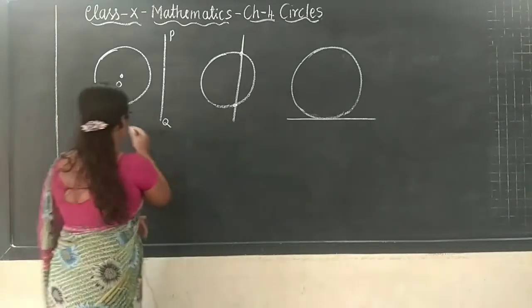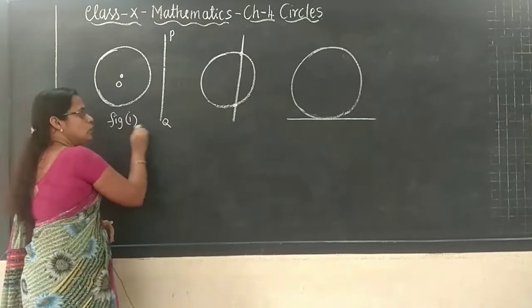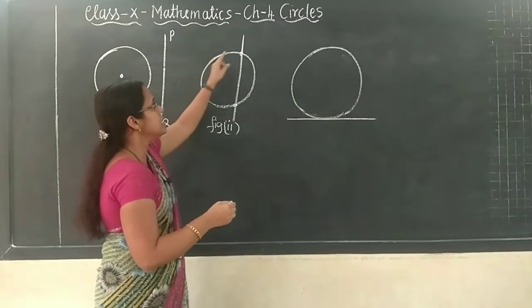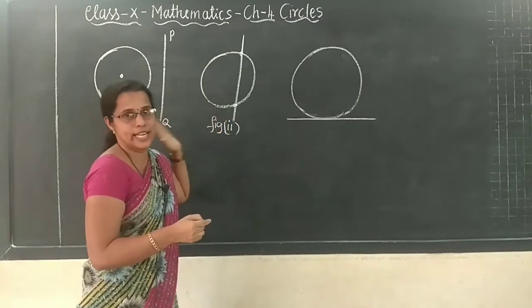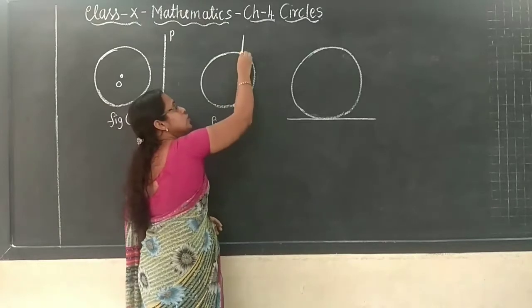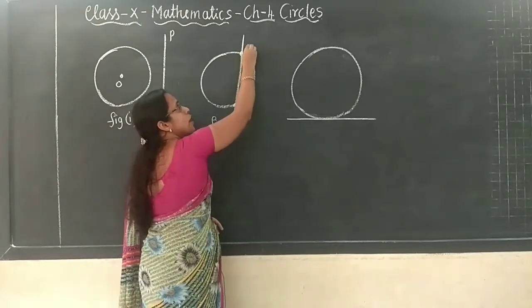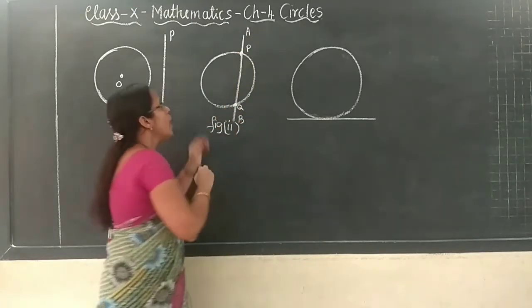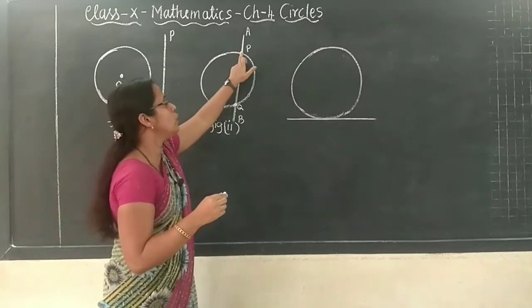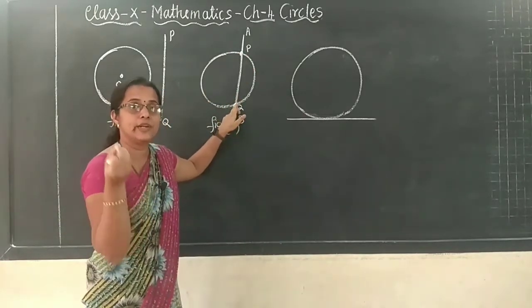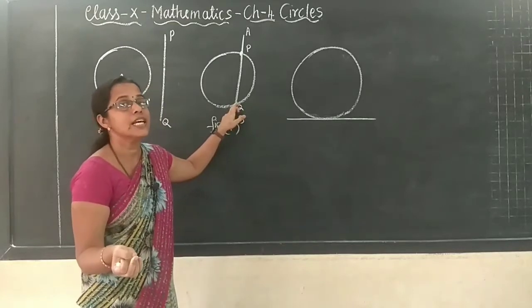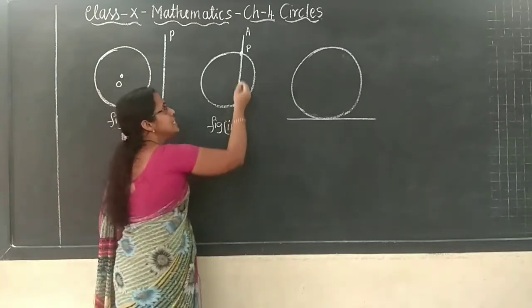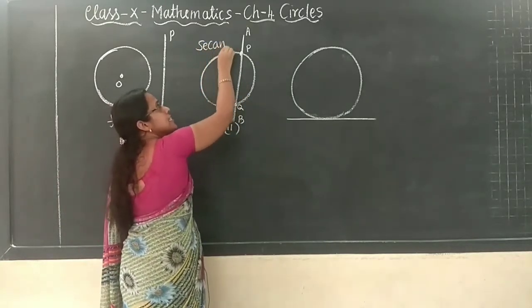So the second case: this is figure number 1, then figure number 2. See, in figure number 2, this line intersects the circle at 2 points, at the points P and Q. This is AB. So the line AB cuts the circle at 2 points. Such lines are called what line? As I explained in the earlier class. What is that, children? Yes, you are right. That is called a secant. What do we call that? Secant.